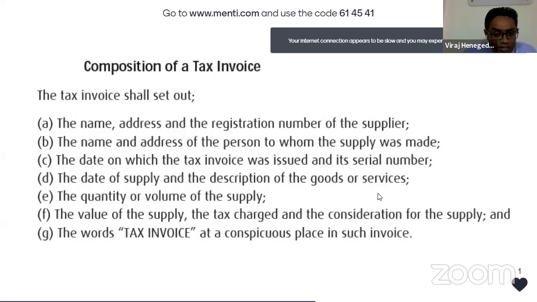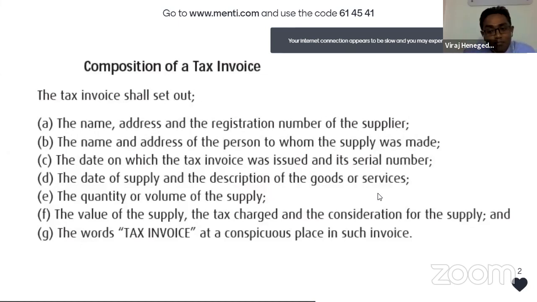Yes, the first few things are mandatory. You need to put the name, address, registration number, and address as well. So why the serial number? You must know the concept behind this, or else the rationale behind this. Serial number means you need to put 1, 2, 3, 4, likewise.